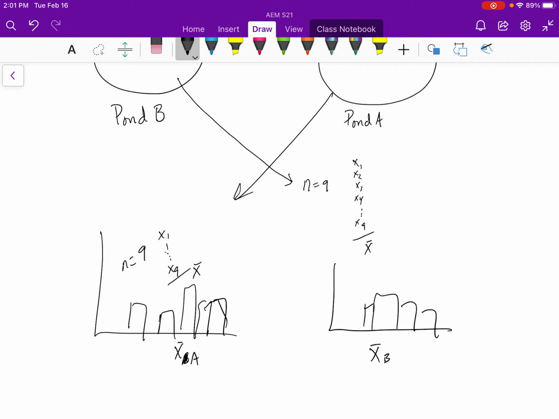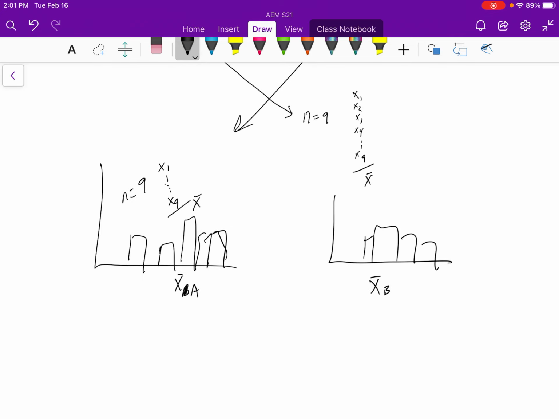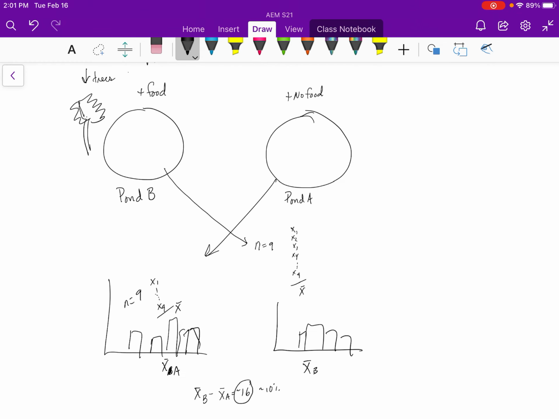B is going to be larger by 10%, right? So we know that if we subtract those means, x bar B minus x bar A will equal about 16 is the difference between them, all right? So this is about 10%. We're going to be looking for this difference of 16, all right? So the question is, did the trees that Awankamo put there on the pond actually cause the fish to grow larger in that pond compared to the other?